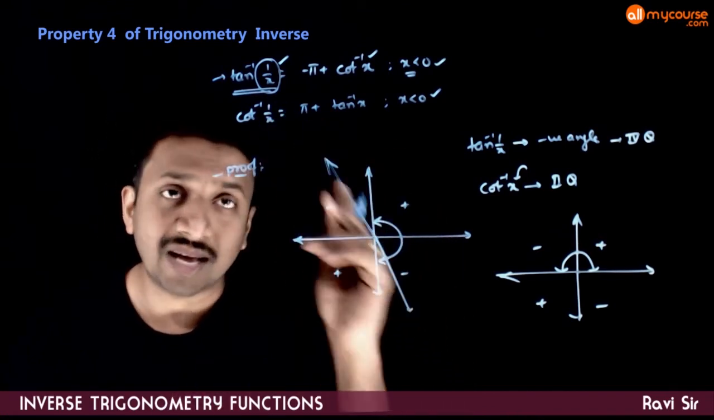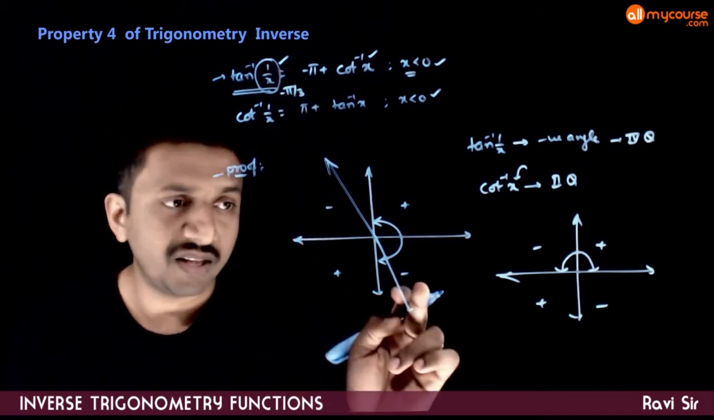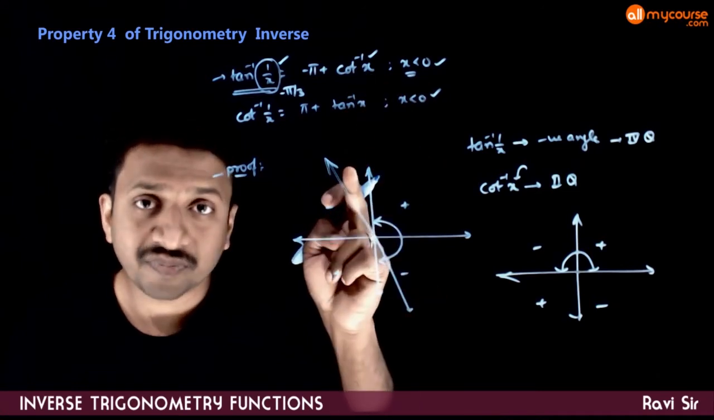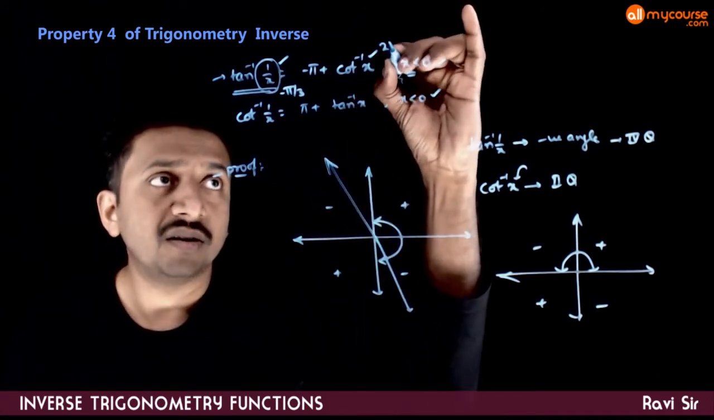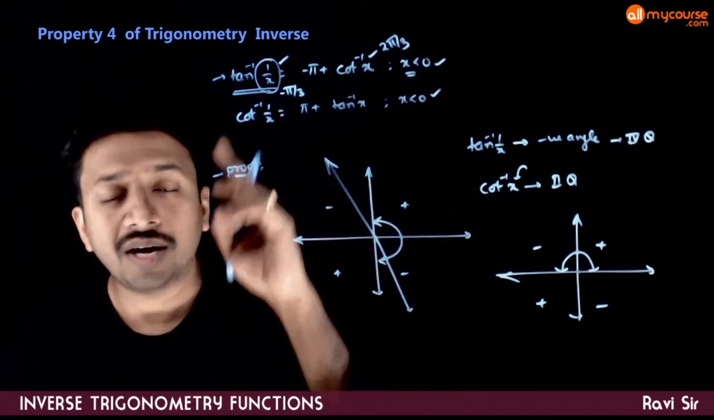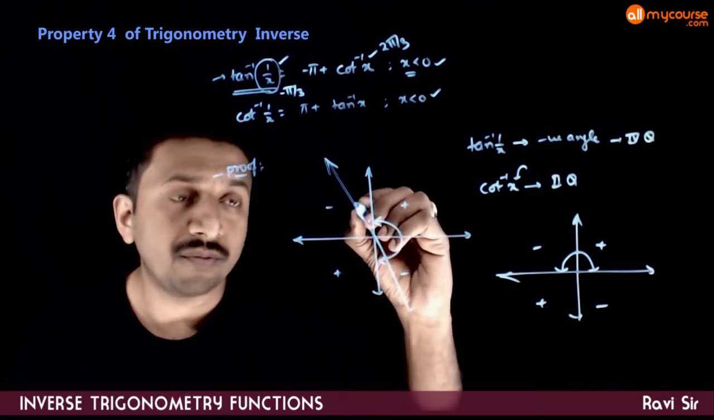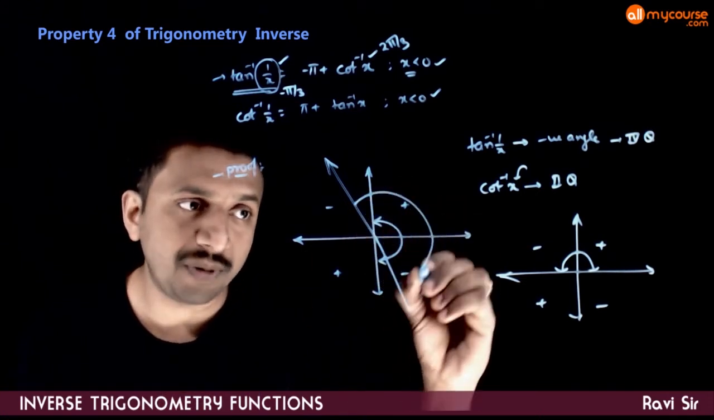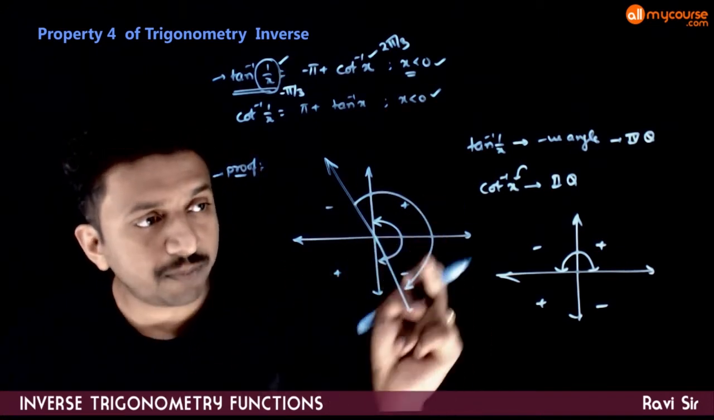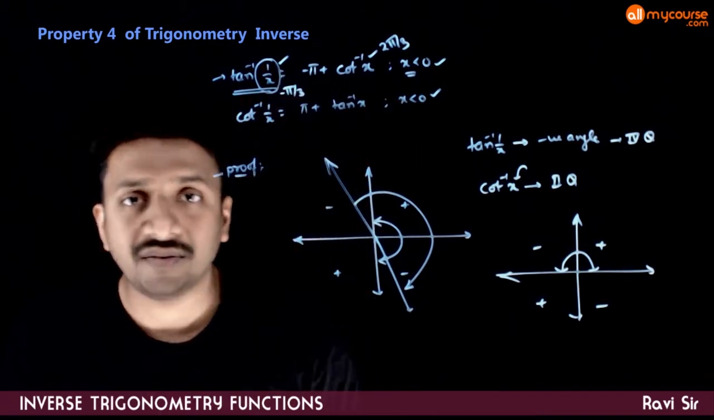For example, if this angle is minus pi by 3, cot inverse of x will be its allied angle, which is 2 pi by 3. So from 2 pi by 3, if you want to get minus pi by 3, what should you do? From cot inverse of x, you have to subtract a pi, so that this value becomes equal to tan inverse of 1 by x.